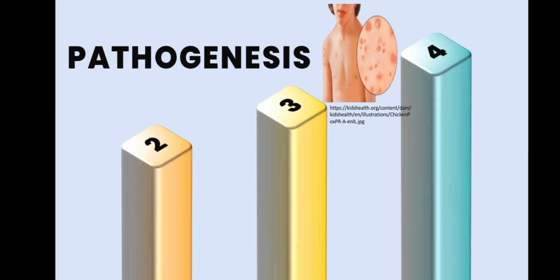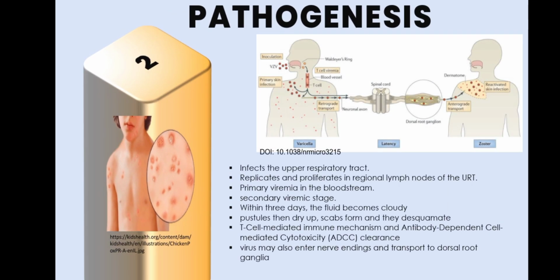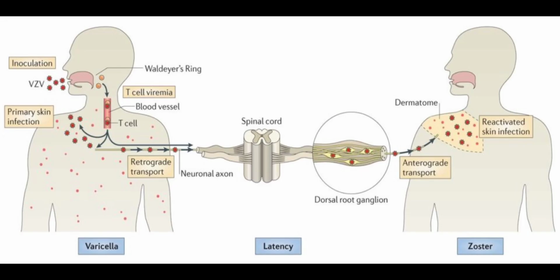Pathogenesis. The portal of entry of the virus is via inhalation of respiratory droplets through the respiratory tract, or also via contact with infected persons, as I have discussed earlier. The virus infects the upper respiratory tract. The virus replicates and proliferates in regional lymph nodes of the URT. This is followed by primary viremia in the bloodstream.